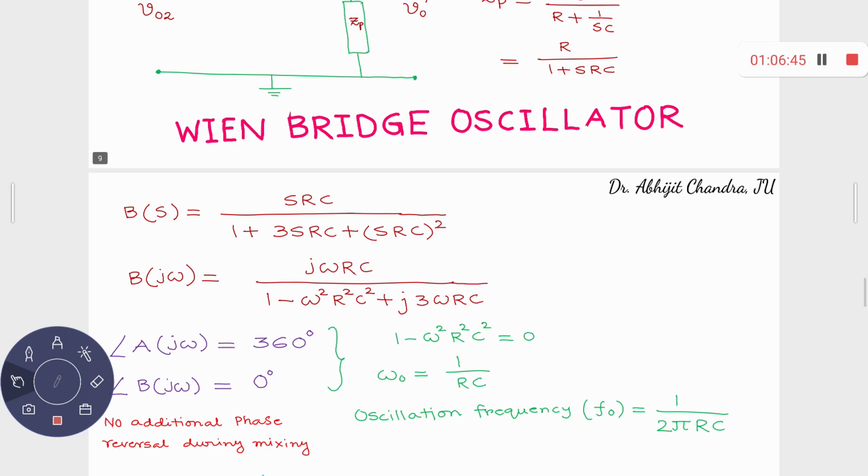So what is the condition? You have j omega RC in the numerator, 1 minus omega square C square plus j into 3 omega RC. The condition is the real part has to be equal to 0. So 1 minus omega square C square is equal to 0, which gives rise to omega naught is equal to 1 by RC. Right? 1 by RC.